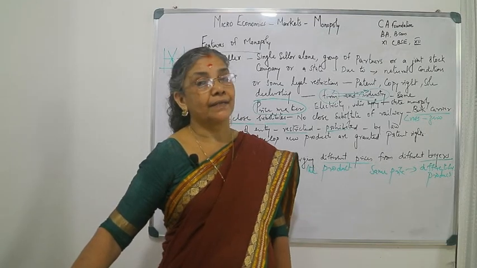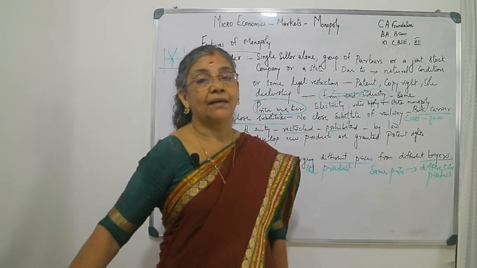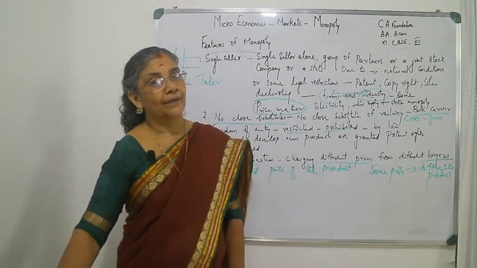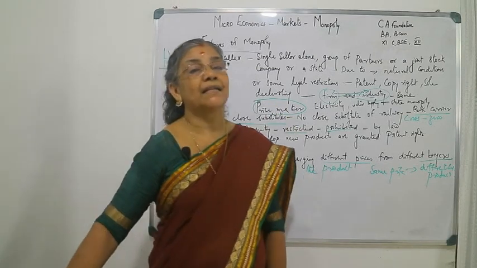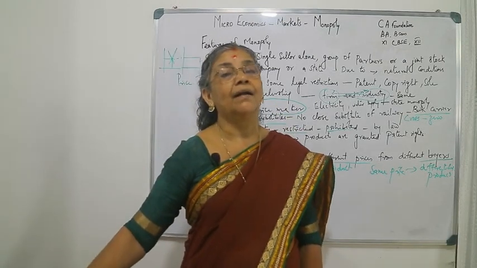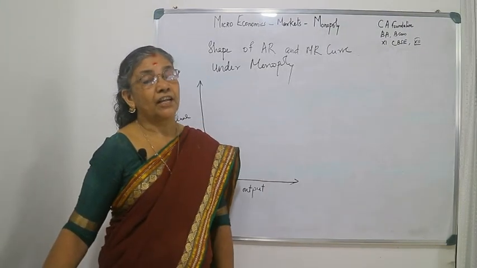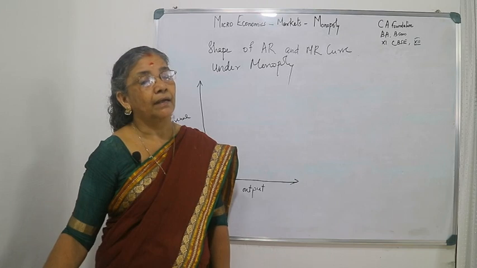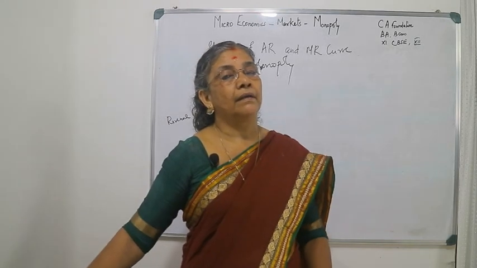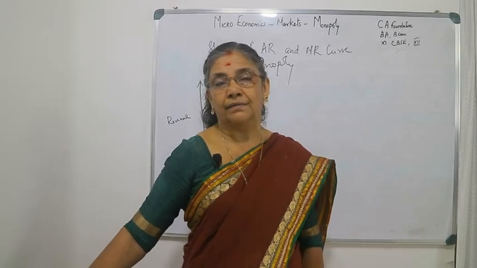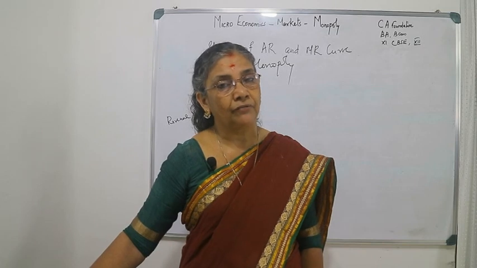Corresponding to that, we can see the shape of the AR, that is, the demand curve of monopoly. From this we can arrive at how the average revenue curve and the marginal revenue curve will be under monopoly. Now we are going to learn about the shape of the average revenue curve and marginal revenue curve. The average revenue curve is also known as the demand curve of the firm.